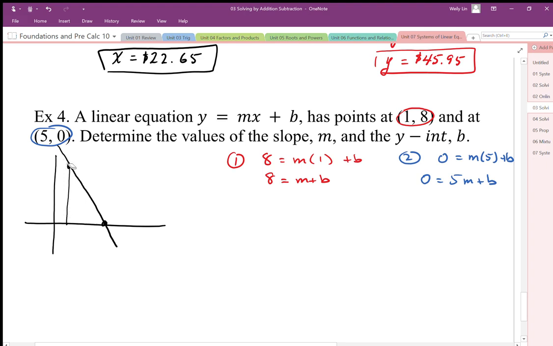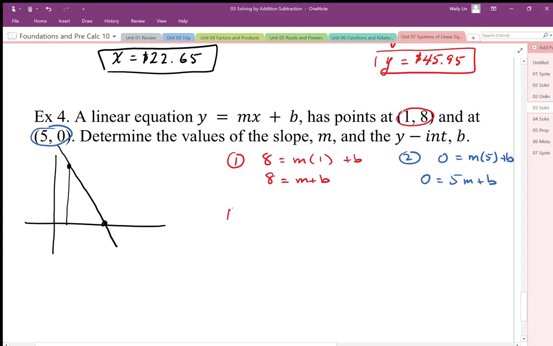Before we found the slope, we plugged the slope into the equation and then solved for b. What we've done here is we've used the 2 coordinates to generate 2 relationships. The relationship is not with x and y, but between m and b. And this is how m and b are related. m plus b equals 8, 5m plus b equals 0. And what I can do then is solve this like a system of equations.